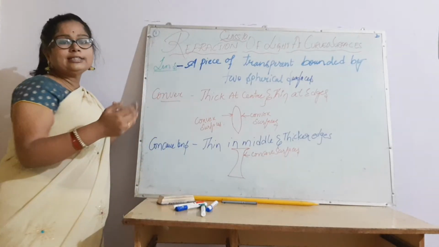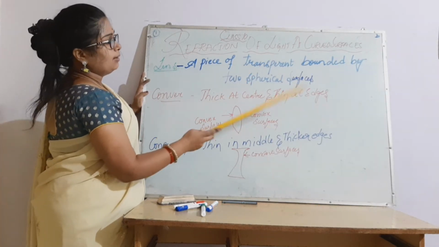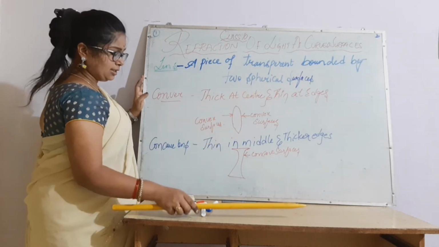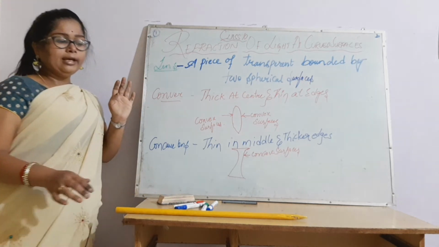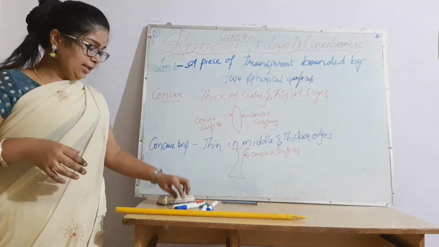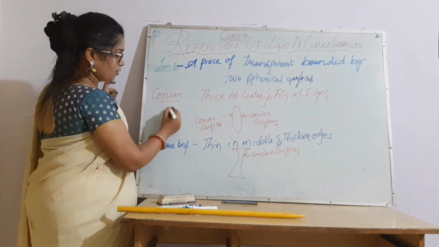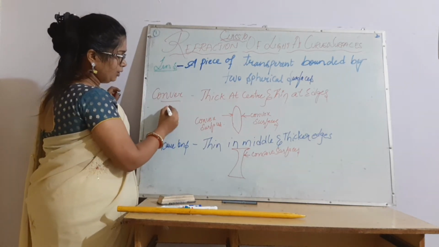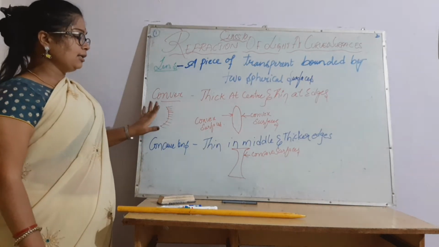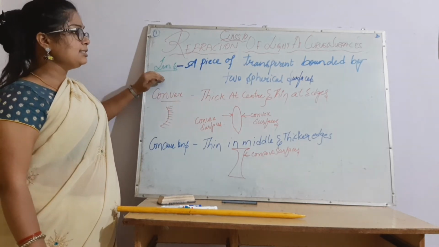Now, what is a lens? A lens is a piece of transparent material bounded by 2 spherical surfaces. See, in the mirror only one side will be there, and the other side, I said you already, right? For a concave or a convex mirror, one side will be like this, and the other side will be coated with silver or aluminium, so that the light does not go that side. But in the case of a lens, it is not like that.